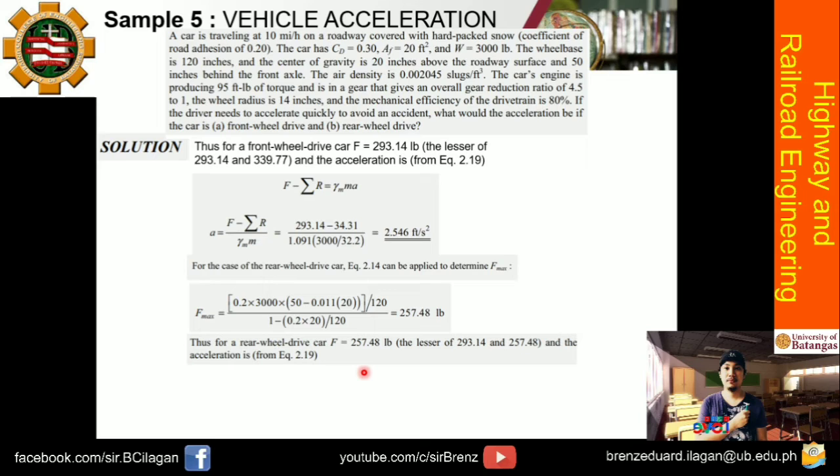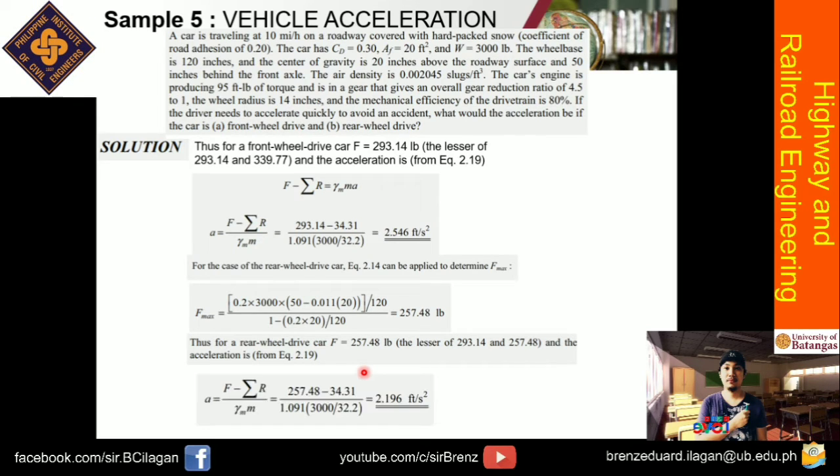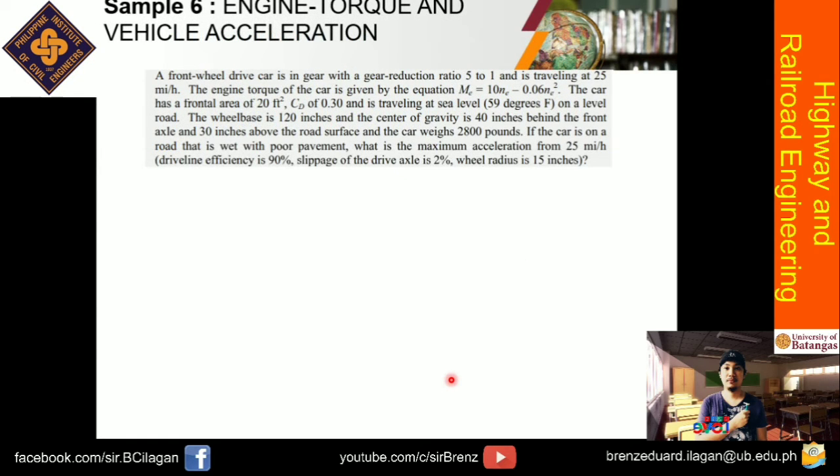So the lesser of 293.14 and 257.48, and the acceleration is from equation 2.19. So consider natin yung lesser, so that is yung 257.48. Ganun lang din, yung kagaya nung kanina. F minus delta R over gamma m times m. So 257.48 minus 34.31 over 1.091 times 3000 over 32.2. So the answer is 2.196 feet per second squared. As you can see, mas mabilis yung acceleration natin sa front-wheel drive compared sa rear-wheel drive.